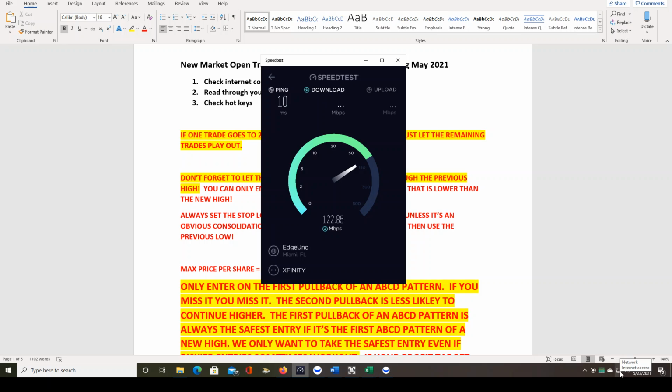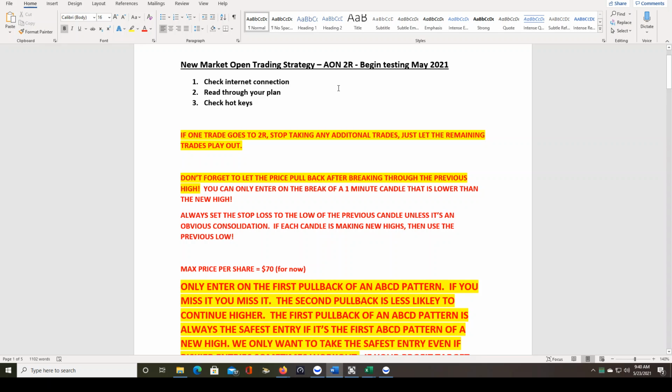But one day I had the download speed exactly where it was supposed to be, but the upload speed was 0. So the platform looked like it was glitching, but it was because my upload speed was basically 0. So that's that.